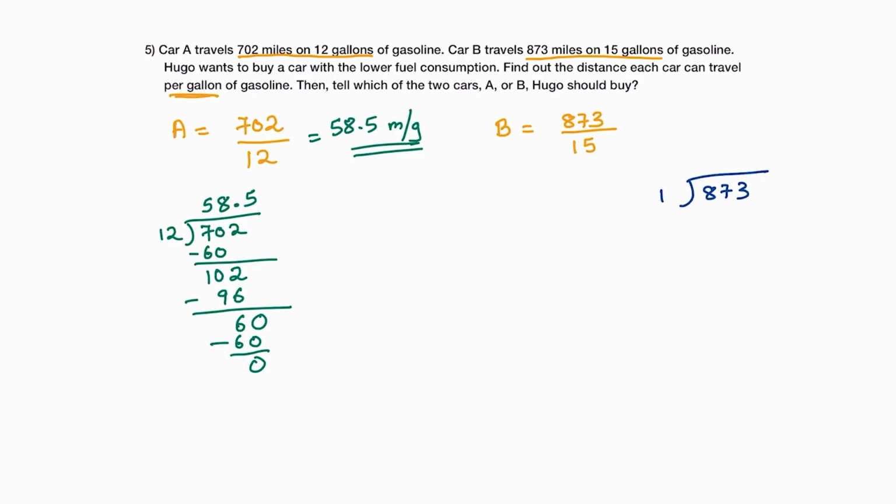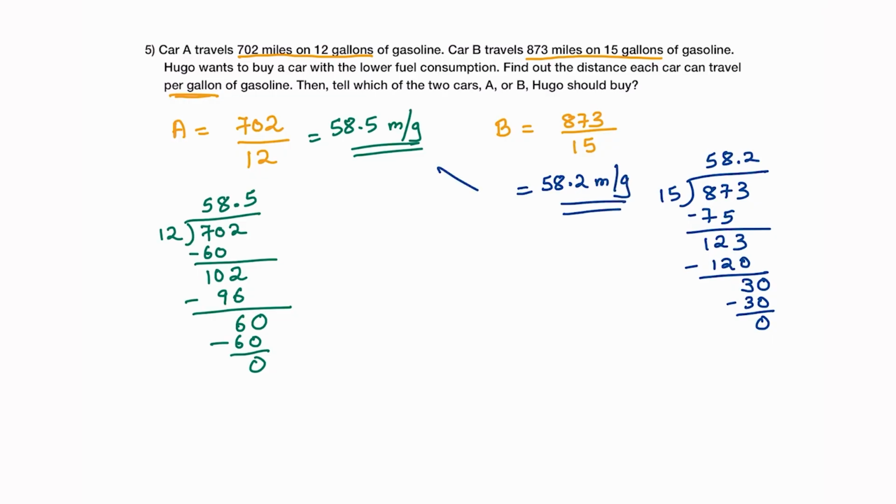Okay, now let's see for car B. 873 divided by 15. 15 times 5 is 75. So that gives the remainder of 12. And this 3 comes down. Now 15 times 8 is 120. So the remainder is 3 here. Now we put 0 and a decimal there. And that's 15 times 2, 30. And it ends there. So the answer here is 58.2 miles per gallon, right? Now you compare this to, and what do you suggest?